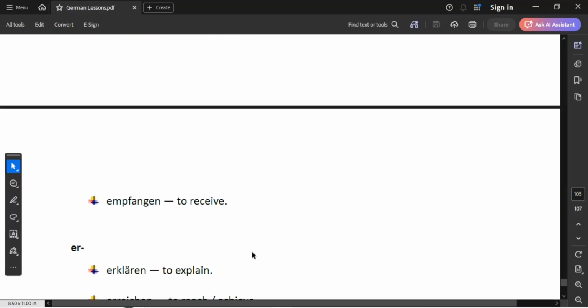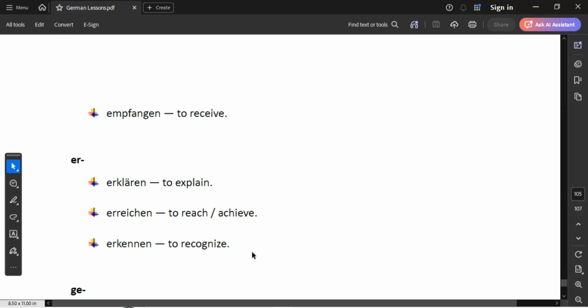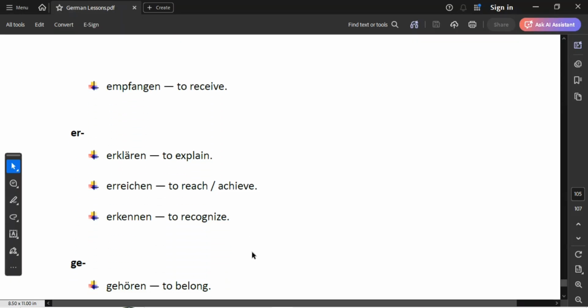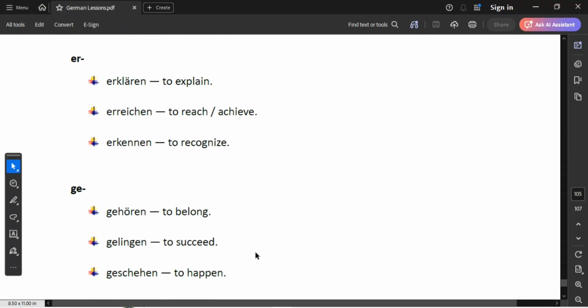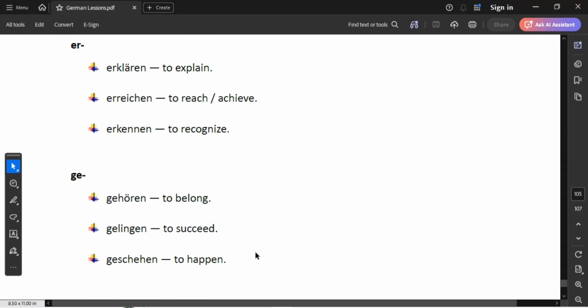Now after that we have another prefix, which is er, and examples here are erklären, which means to explain, erreichen, which means to reach or achieve, and erkennen, which means to recognize. Then we have ge as our next prefix, and examples here are gehören, which means to belong, gelingen, which means to succeed, geschehen, which means to happen.